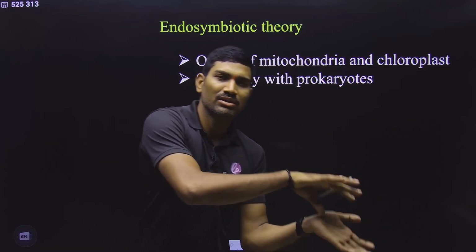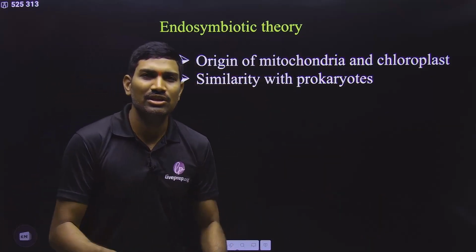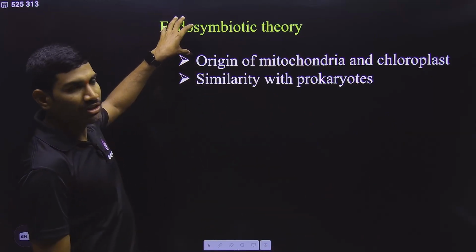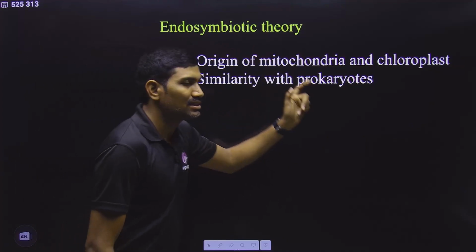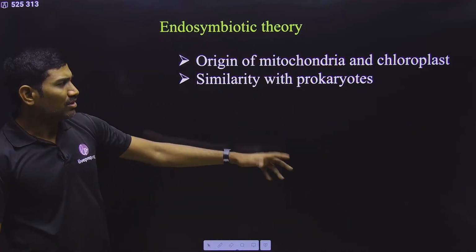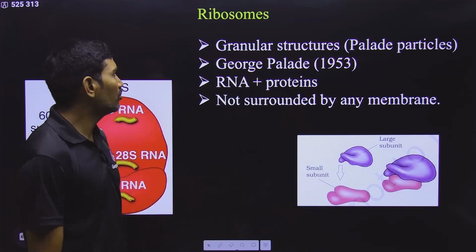So in turn, the eukaryotic cell will provide something to these organelles. In this way there is a symbiosis between these two, present inside the eukaryotic cell and maintaining symbiosis. That's why this theory is called the endosymbiotic theory. It is not there in NCERT, but if you can understand, it will be better. That's why I don't want to go into more details.